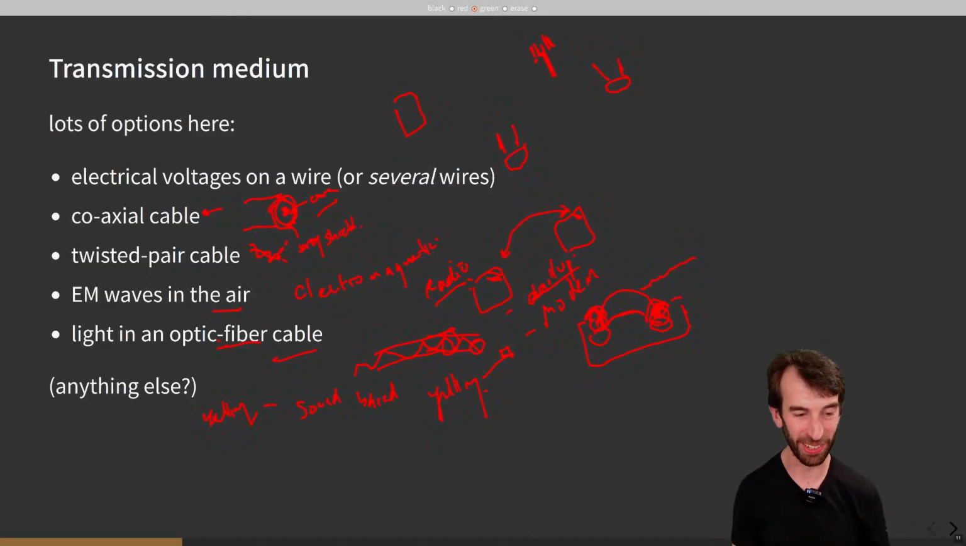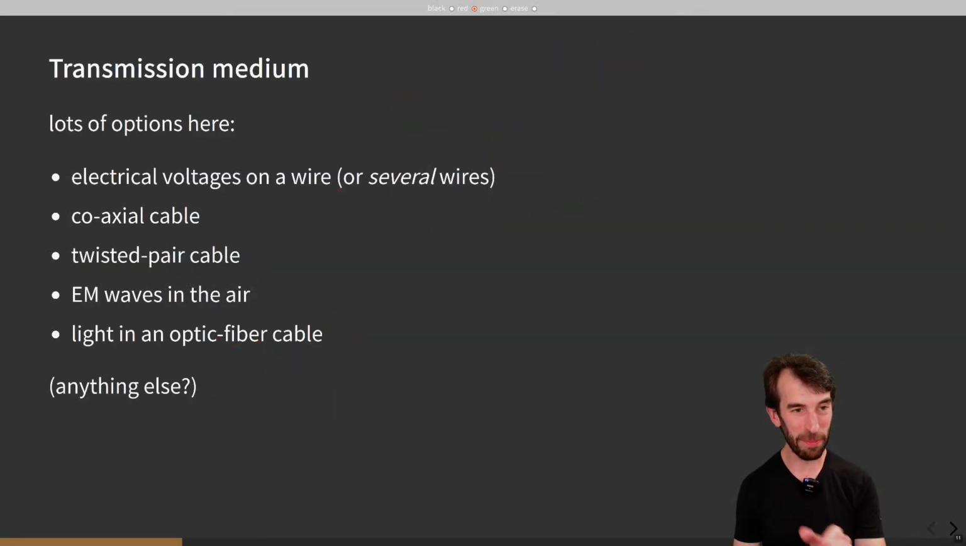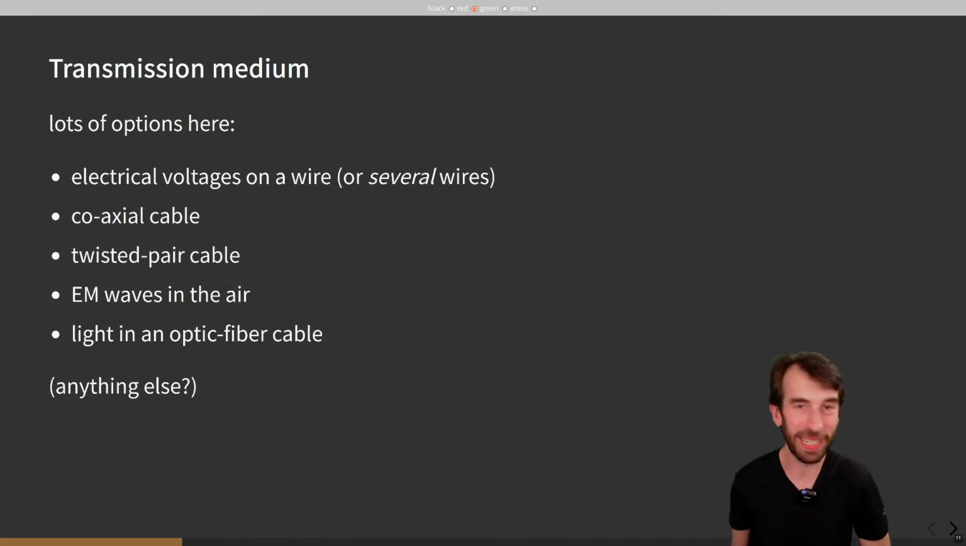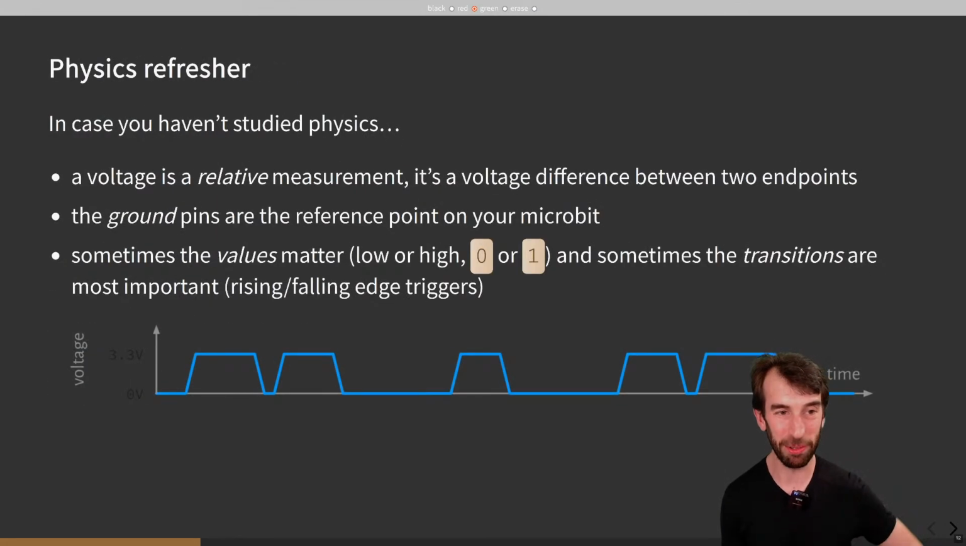End of this course. We talked enough about transmission mediums. You can invent something through water. I don't know what that would be. Someone had a good idea, but we'd need to hear more details about how that would work. Here's the physics refresher.